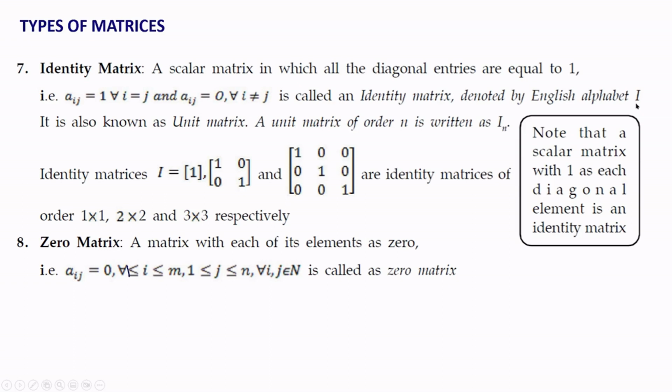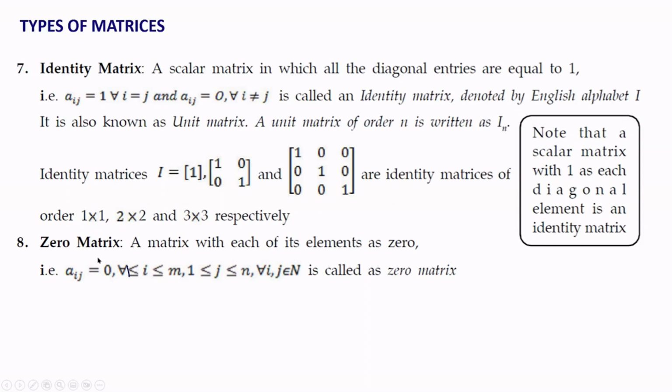It is denoted by capital letter I. It is also known as the unit matrix. So if we have a unit matrix of order n, it is written as I_n. Here, the first identity matrix is a unit matrix of order 1, this is a unit matrix of order 2, and this is a unit matrix of order 3.